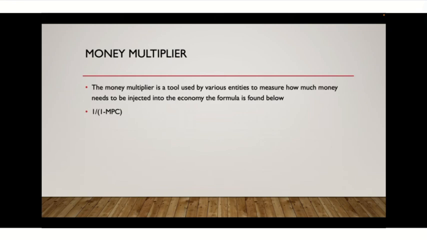The money multiplier is a tool that many entities use, and it is a way to tell how much money should be injected into the economy based on the recent recessions or inflationary periods. But it's also a way to predict what these injections will do once they are in the economy. So we have the formula there, and that is 1 over 1 minus MPC, or marginal propensity to consume.